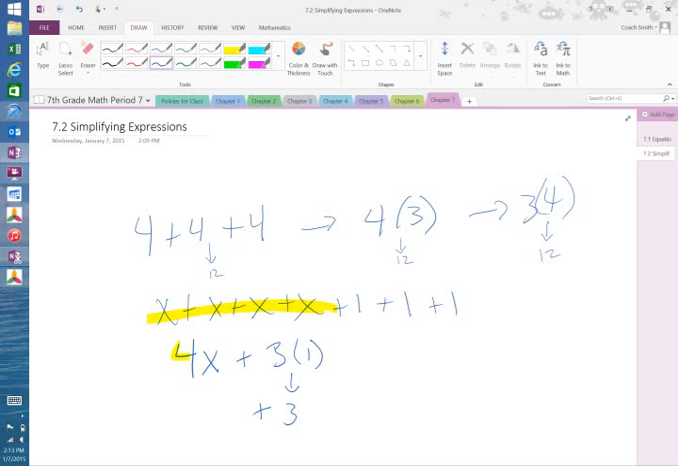Do I know what x is? No. Okay, I cannot simplify 4 times x. So that is the expression in simplest terms. That is where people go, well, it's 7x. No, we don't have 7 x's on the board over there. We have 4 x's. We don't know what x is, so we can't take it any further but say 4 times x.